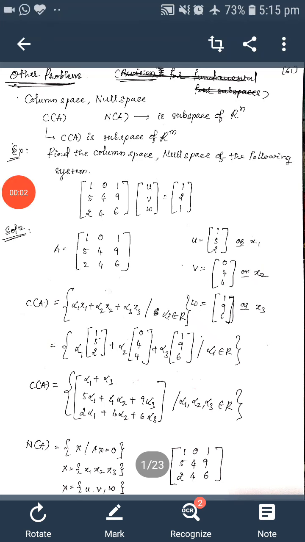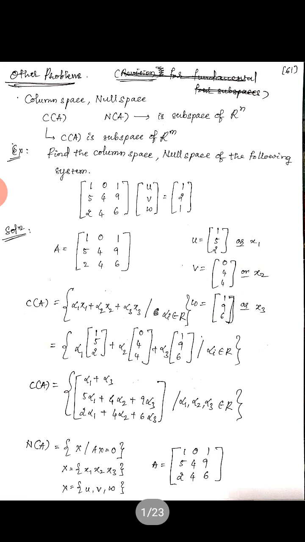So in the previous session we have seen the problems on subspace, the column space, null space and basis, and also we have seen the basis and dimensions. So today we'll see the dimensions of the different subspaces, and rank and nullity. Before that, we'll revise some of the problems on the column space and the null space.